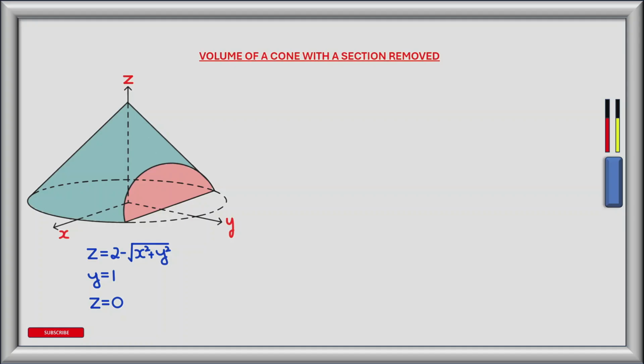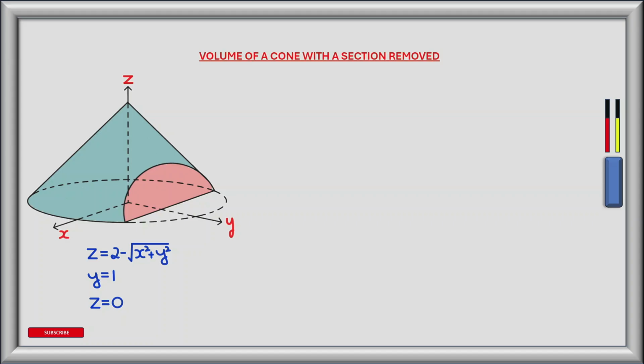Our first step in calculating the enclosed volume is to find the area of the region of intersection between what remains of the cone and the xy plane, where z equals 0. And to do this, we'll use polar coordinates.